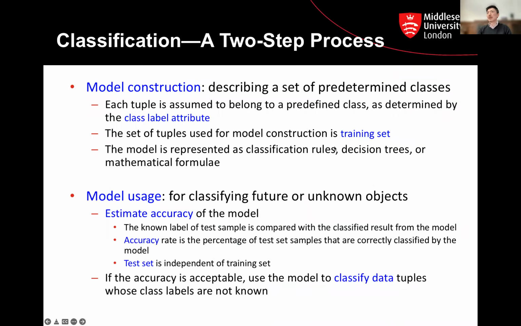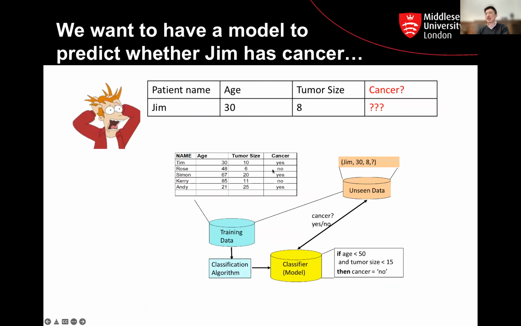Okay, and in the model construction, you have the so-called training set, which is data that is already labeled. In this case, the label says whether it has cancer or not, and that's the attribute you want to predict. In the training set, the answers for the attribute you want to predict are already there.